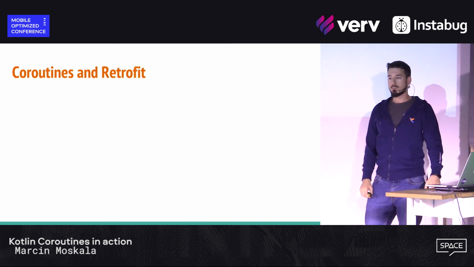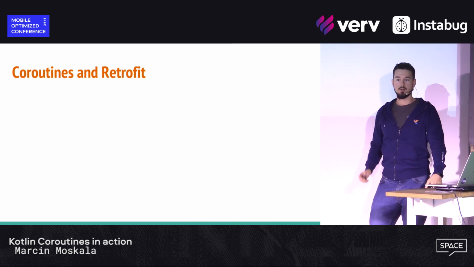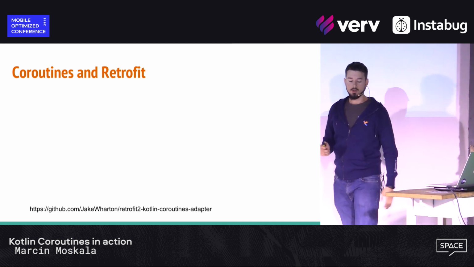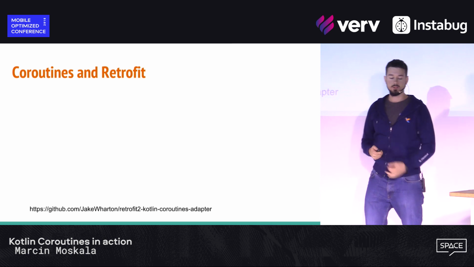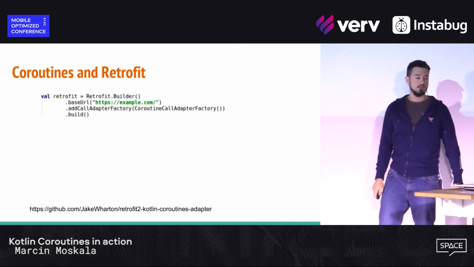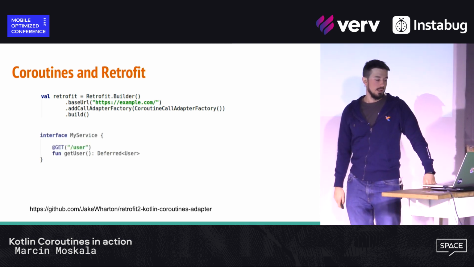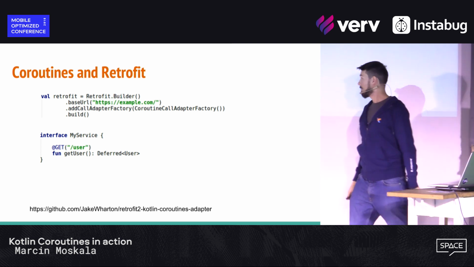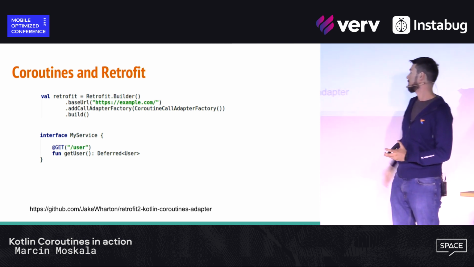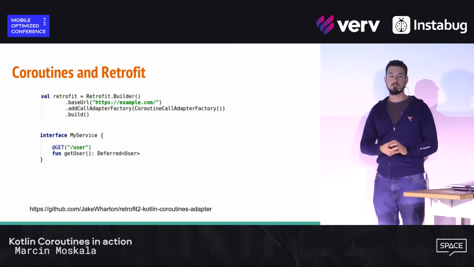Coroutines are highly supported by different libraries, including the most important library for Android developers, that is Retrofit. Support can be found in a few adapters, including one made by Jake Wharton. All we need to use it is to add a call adapter factory, and then we can just use the Deferred type in our service. The Deferred type is just a type with await and join. It's exactly what is returned from the async function.